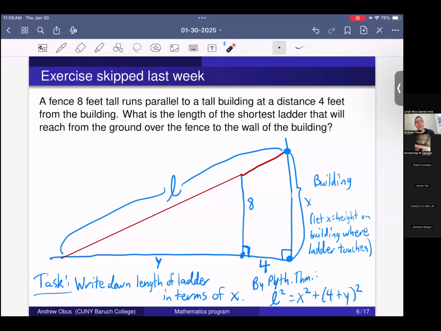But the problem is that involves both x and y. And when we're trying to do our optimization, we need to make sure that the thing we're trying to optimize is in terms of only one variable, not in terms of both. So we want to be able to convert y to some function of x. Y should be something that involves x. And we're going to need to use geometry to do that. So does anybody know how to set up an equation that will allow us to solve for y in terms of x?